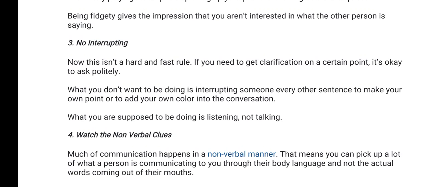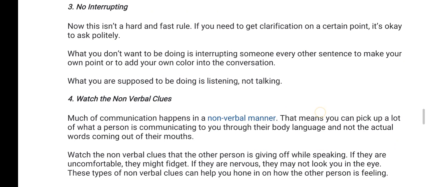So when the speaker is speaking, do not interrupt the speaker. Listen to the speaker carefully so that you can grab all the information, and then after the speaker is done, you can ask him or you can try to interact with the speaker.